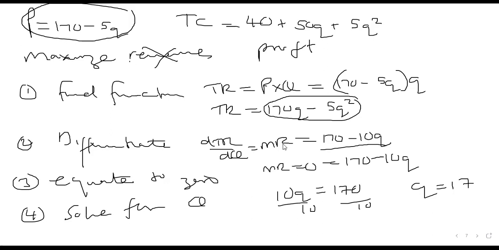Then having done that, we now equate MR to 0. So 170 minus 10Q, when this one comes to this side, it will be positive. So we divide both sides by 10. Here divided by 10, here divided by 10. So our Q is equal to 17. So that is our final quantity.